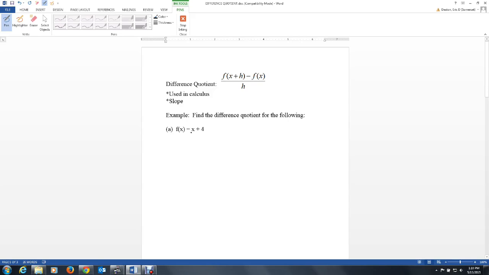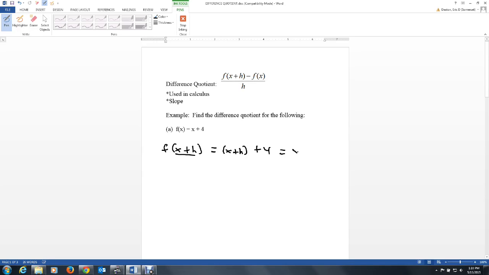Now, when we find the difference quotient for this example, f of x equals x plus 4, keep in mind that f of x is x plus 4. So the first thing we want to do is find f of x plus h. Now what that means is you're going to take the x plus h, and everywhere in your function you have an x, which we have with the plus 4, instead of writing down the x, we're going to use x plus h. And that's all that means.